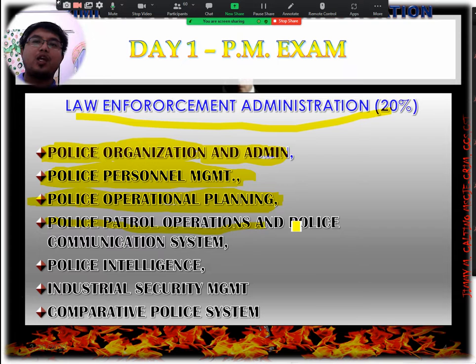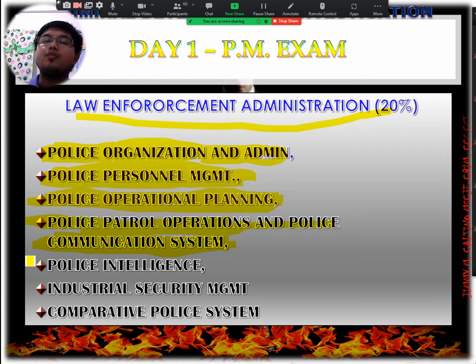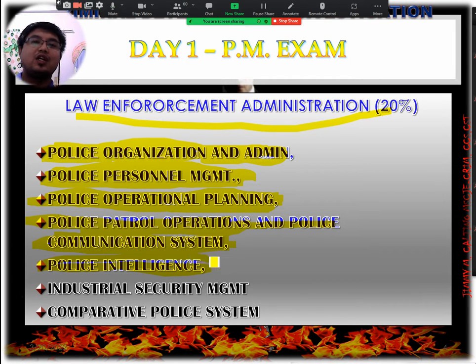Okay, police patrol operations and police communication system. The best type of patrol in cases of, for example, Divisoria or Baclaran, what is the best patrol to be administered by the police officer there. In cases of rescue operations, what will be the best type that we will use. And then police intelligence and secret service, you should remember here the cycle of intelligence. What is the cycle of intelligence?